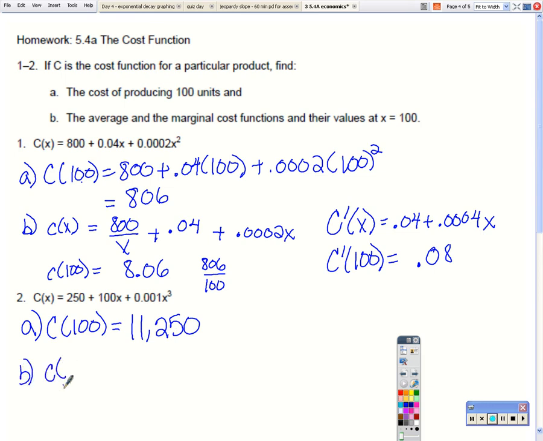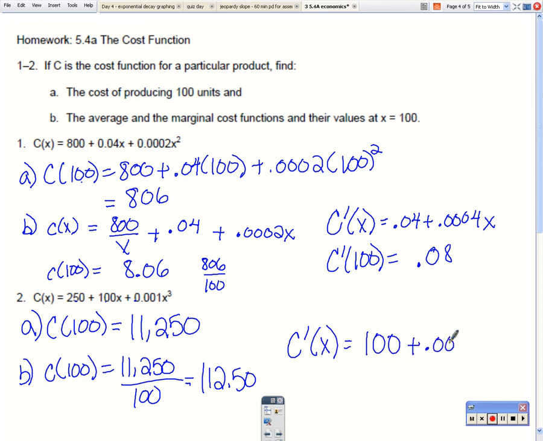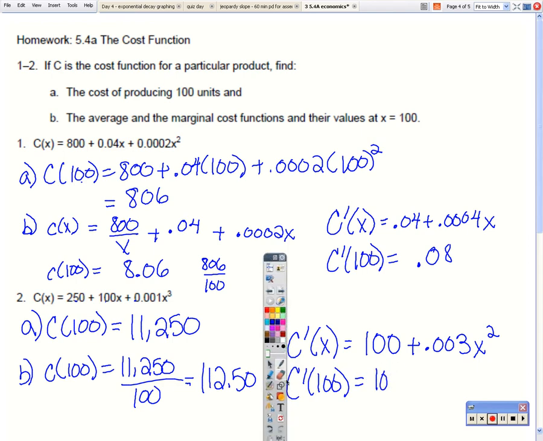So for the average cost of 100 items, I could either take my cost and divide by 100, or you can find the average cost formula, divide each term by x, simplify, and plug in 100. My marginal cost, the derivative, but then I have to plug in 100, and my answer is 130.